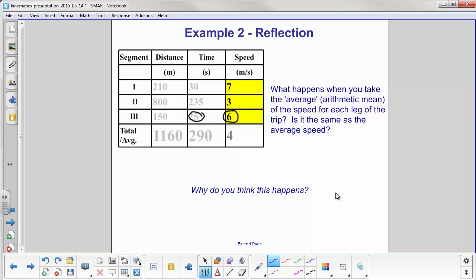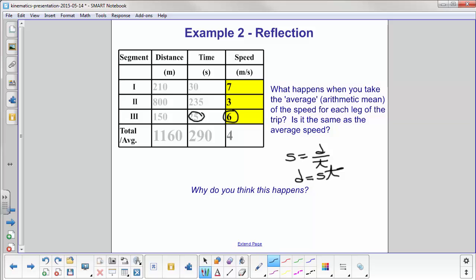Now we know we needed the total distance for our average speed formula. So what we had to do is fill in this cell here. Well, we had the time and the speed. So we know that the speed is equal to the distance over time. Since we had time and speed, we can find the distance just by doing a little algebra here. D is equal to the speed times the time. We multiplied 6 by 25. We received an answer of 150 meters.